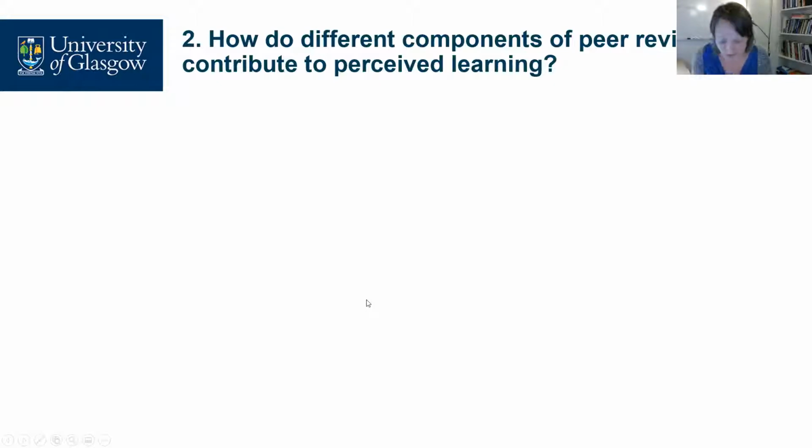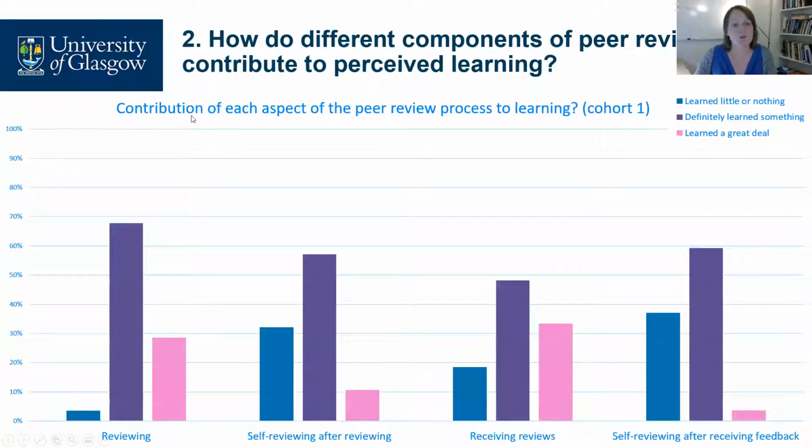Okay, so I'm now going to attempt to take you through, I think, 8 or 9 or so different graphs of data. The first few graphs relate to this second research question: how do the different components of peer review contribute to students' perceived learning? So we broke down the peer review process into these different aspects.